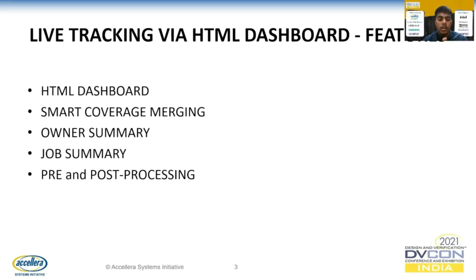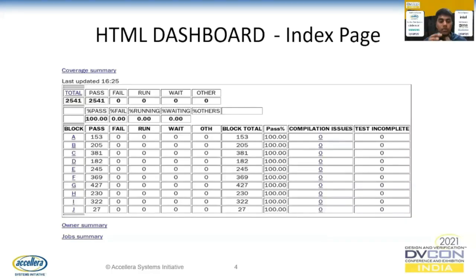In this section, we will discuss the features of live tracking, which are the HTML dashboard, the smart coverage merging, the owner summary, job summary, and pre and post processing. All of the process is automated from start to end. This is how the top level of the HTML web dashboard looks. Once the tests are launched, the complete regression can be tracked by this automated HTML.